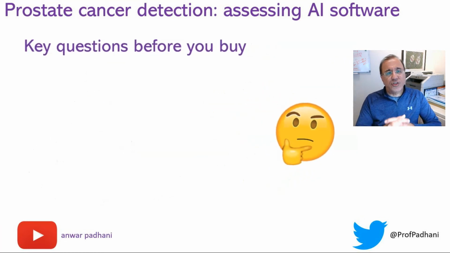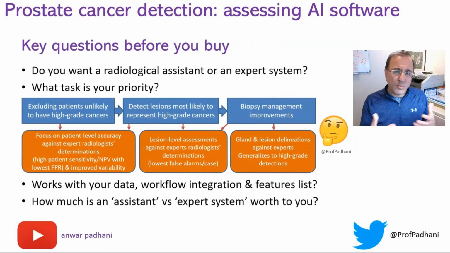So there are a number of questions you need to ask yourself when you think about which sort of software you might get. Do you really need radiological assistance, or do you really need an expert system? And what is your task priority? Is it identifying men at low risk of having high-grade cancers so you don't have to read these cases? Or are you interested in minimizing the number of false positive cases and reducing the number of false positive lesions? Or are you really interested in the AI for biopsy management? So there are different criteria you need to apply depending on what your task priority is.